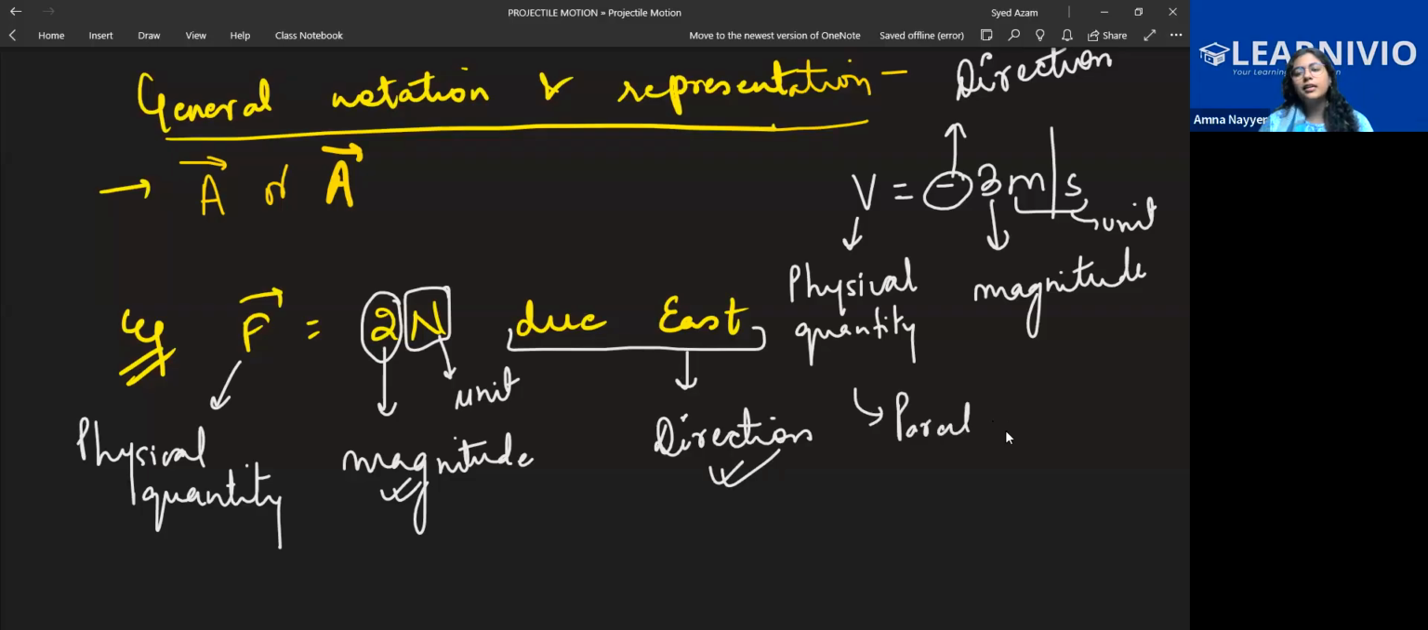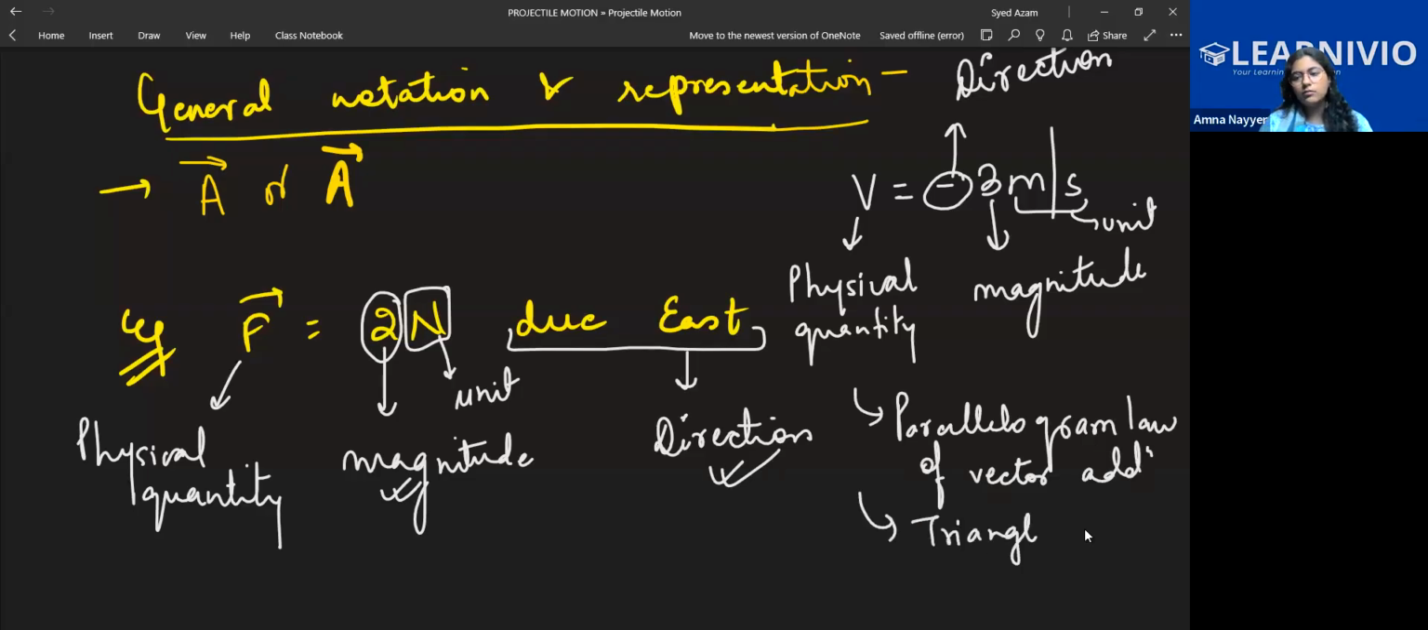One is the parallelogram law of vector addition. I'll not start with this. We'll do this later. Then you have the triangle law of vector addition, and you have the polygon law of vector addition. The parallelogram law will be the most helpful, and your answers will be sorted through this. The triangle law is also useful, but you have all these in your syllabus, so you have to study. So these are the laws. So a quantity that has a magnitude, a direction, and obeys these laws, that is called a vector quantity.